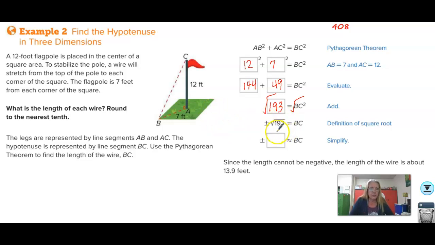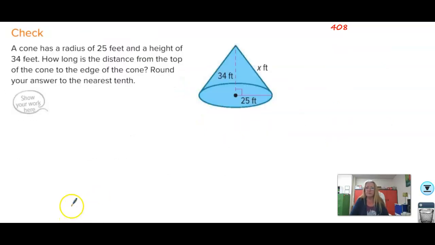So we're going to round, and does it tell us what to round it to? Round to the nearest tenth. That means we want one number after the decimal. We have 13.89, which rounds to 13.9. Same thing we were doing with triangles, it's just now we've got little pictures and word problems.